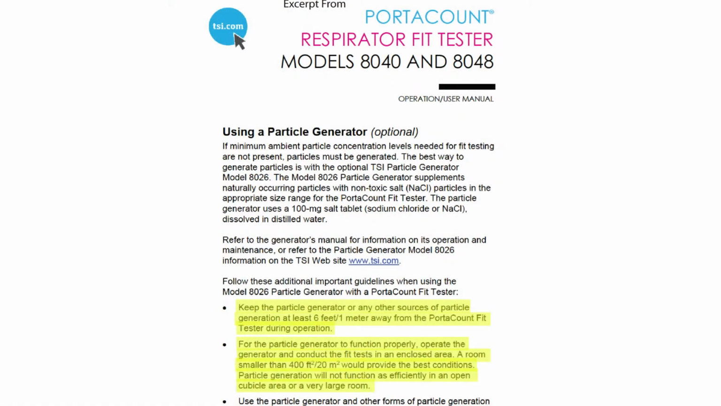But here's what we found that a lot of people don't know, and we'll pull up a leading excerpt from a user manual here on your screen. What most people are not aware of is that you just don't light a candle and generate particles. There's specific requirements in order to run that equipment the right way. The first one is that whatever device or instrument you're using to generate particles, it has to be at least 6 feet away.